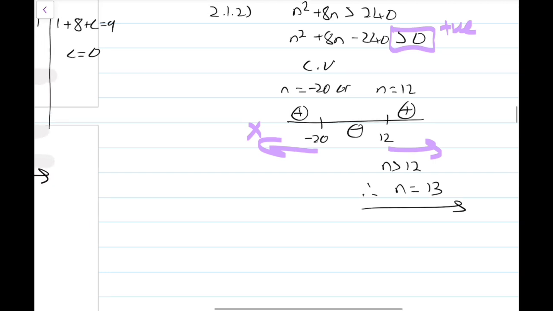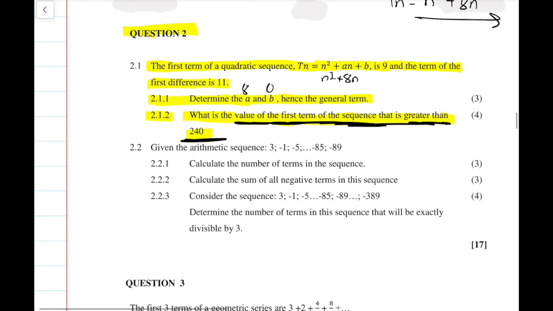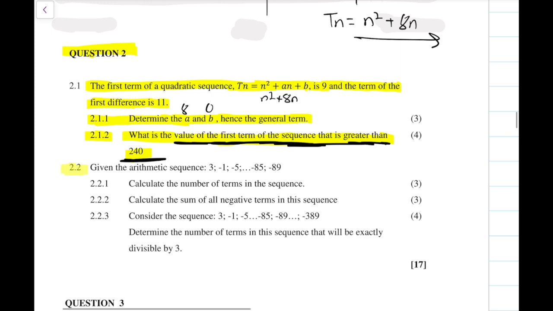Okay. For 2.2, it says, given the arithmetic sequence 3, minus 1, minus 5. This is an easy one. Calculate the number of terms in the sequence. Dirt simple for us, right? We're going to just say Tn is equal to your first term, which is 3, plus your difference of minus 4 into n minus 1.